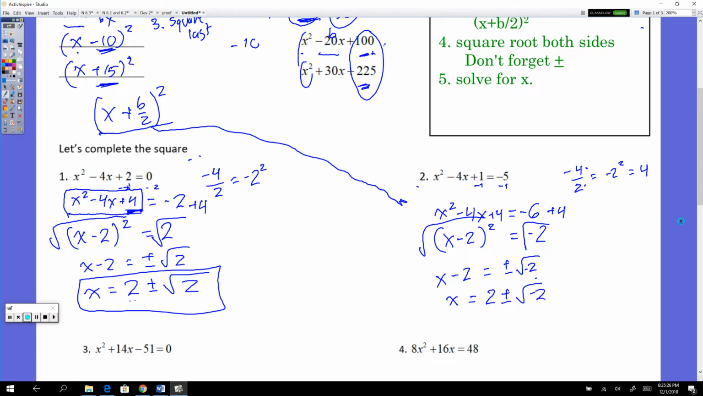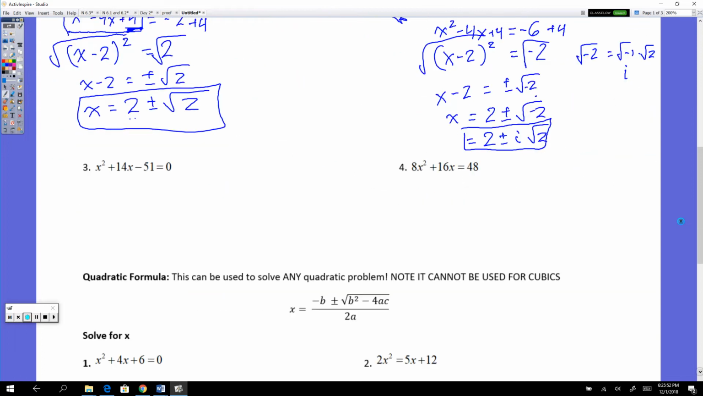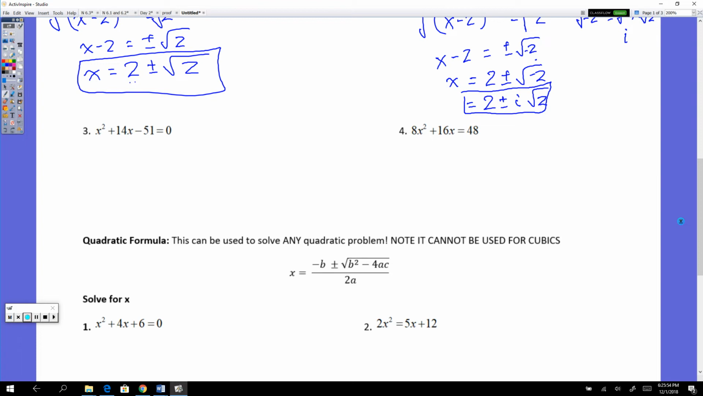So I want to remind you that the square root of negative 2 is equal to the square root of negative 1 times the square root of 2, and that square root of negative 1 is equal to i. So this problem simplifies to 2 plus or minus i square root of positive 2. So you do need to simplify those negative square roots into imaginary solutions. Alright, let's take a look at another problem.